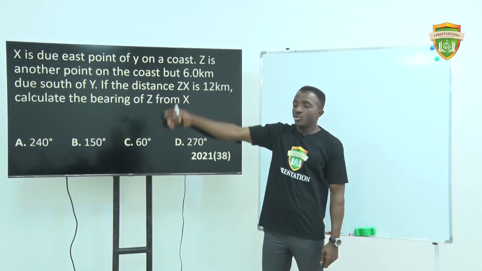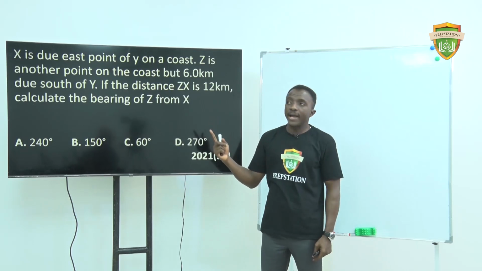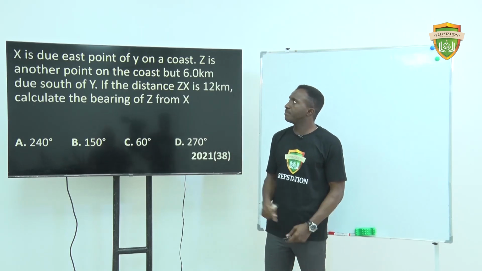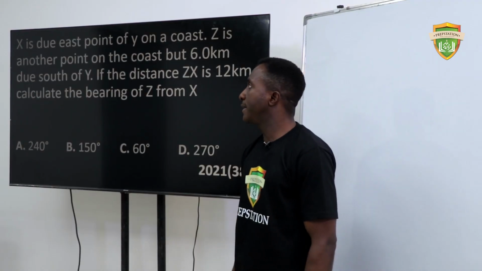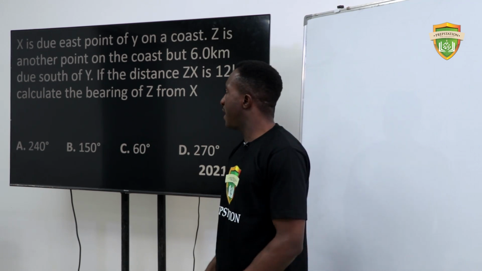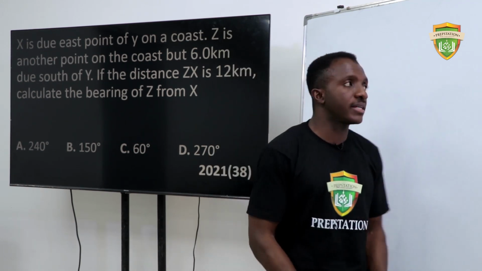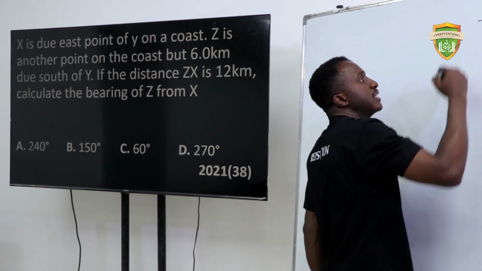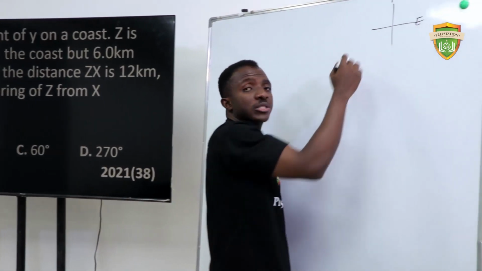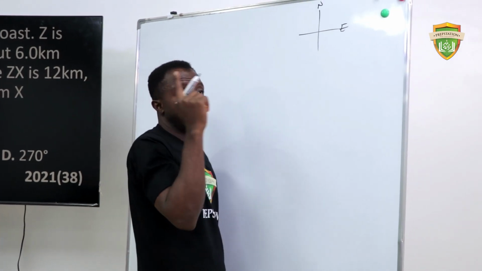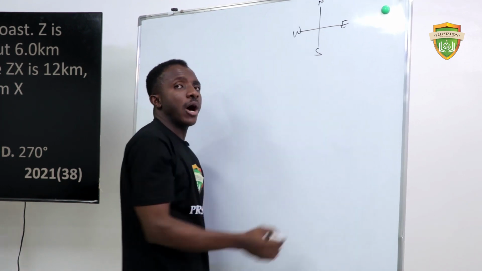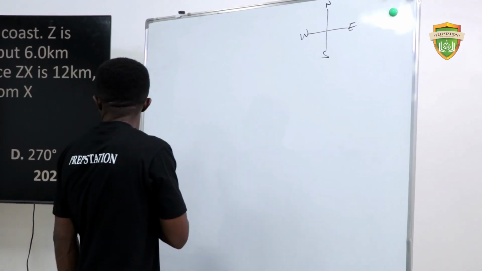Okay, so x is due east of a point y on the coast. Z is another point on the coast, but 6 kilometers due south of y. If the distance zx is 12 kilometers, calculate the bearing of z from x. Now, this is very important to do. This is your north, your east, called cardinal points, right? If you remember elementary mathematics, north, east, west, and south. So we solve the question.